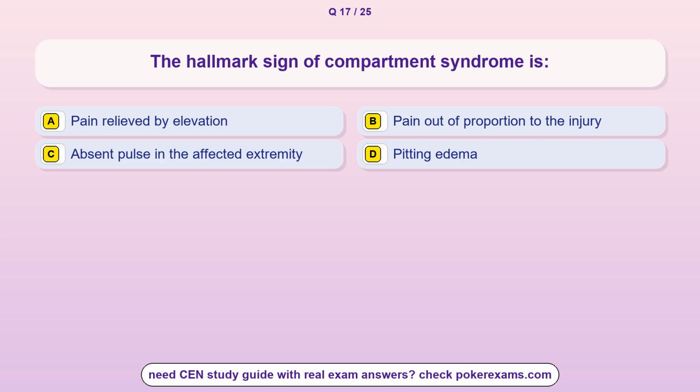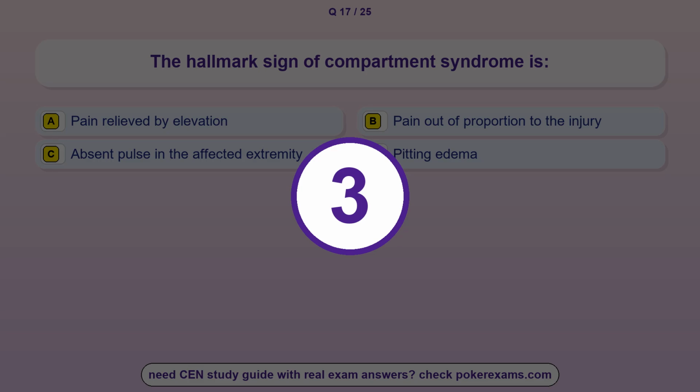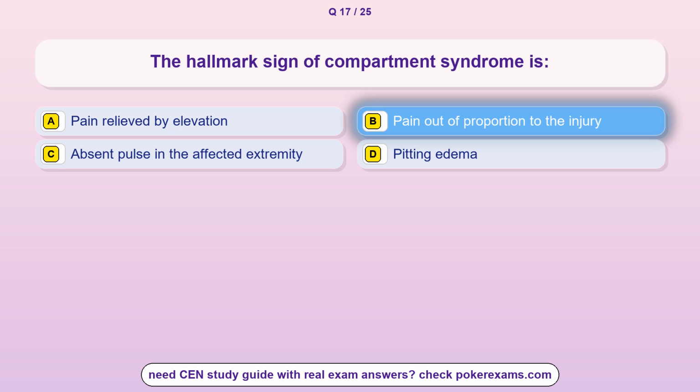Question 17. The hallmark sign of compartment syndrome is option A, pain relieved by elevation. Option B, pain out of proportion to the injury. Option C, absent pulse in the affected extremity. Option D, pitting edema. The correct answer is option B, pain out of proportion to the injury.